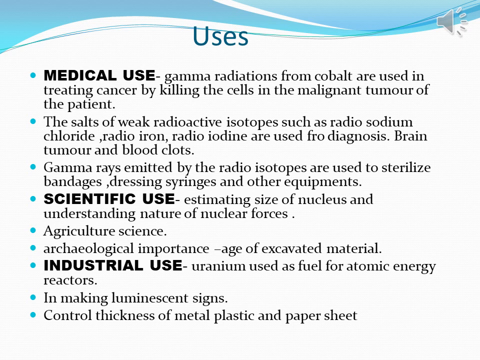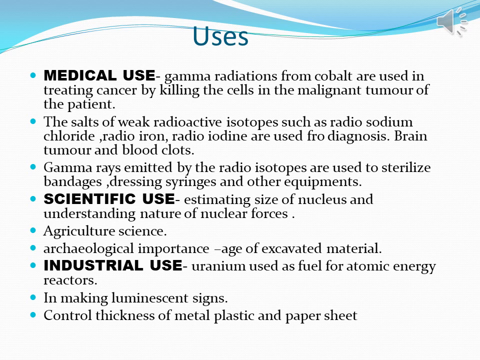The next is the scientific use. Alpha particles emitted from isotopes are used in estimating the size of the nucleus and in understanding the nature of nuclear forces. The radioactive tracers are also used in agricultural science. The age of excavated material of archaeological importance, rocks, and hence of buried plants is estimated by the study of the rate of decay of carbon-14.